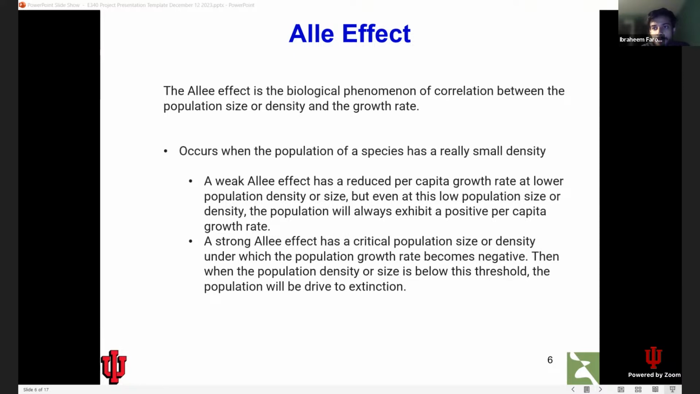Which means that with the prey species below a certain population threshold, there will be a slightly modified growth rate. That can either be lower but still positive, and that's called a weak Allee effect. Or it can be lower and negative, and that's called a strong Allee effect, which means that eventually, if the prey population goes below a certain threshold, the species will have a negative growth rate, causing the species to die off.